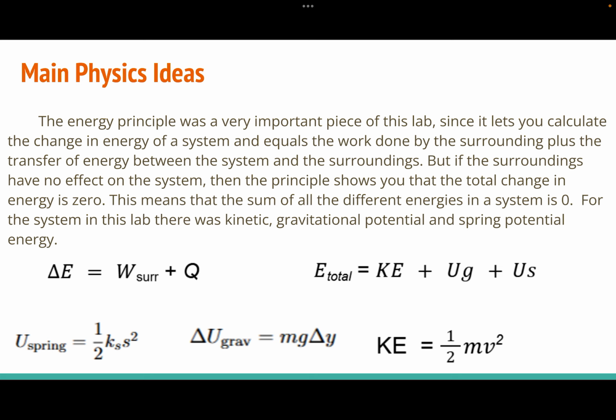The energy principle was a very important piece of this lab, since it lets you calculate the change in energy of a system and equals the work done by the surroundings plus the transfer of energy between the system and the surroundings. But if the surroundings have no effect on the system, then the principle shows that the total change in energy is 0. This means that the sum of all the different energies in a system is 0. For the system in this lab, there was kinetic, gravitational potential, and spring potential energy. And these are all the equations I used below.